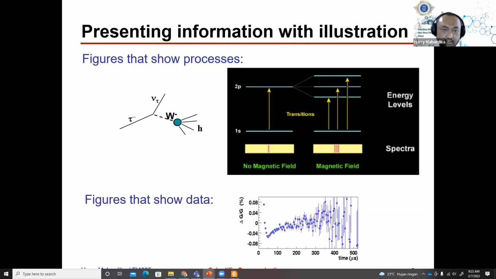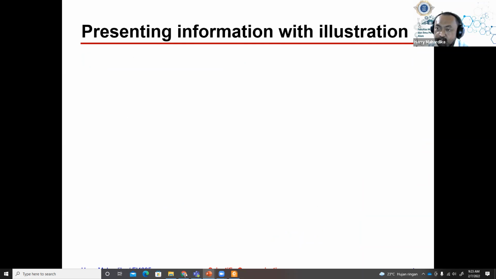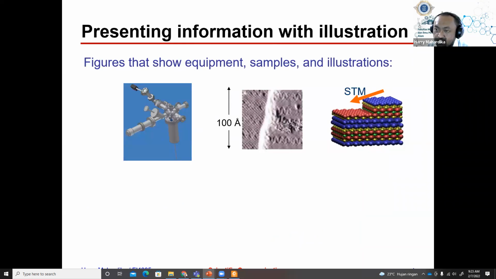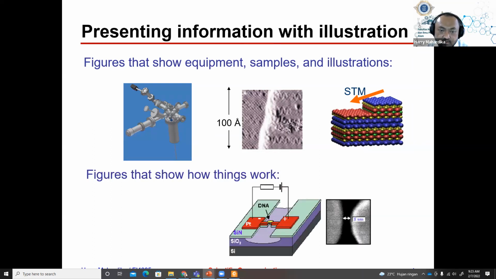Okay, and then we also have figures that show equipment, samples, and illustrations, especially in the methodology section, when we tell the readers that we're using this equipment and that equipment, and so on, and figures that also show how things work.